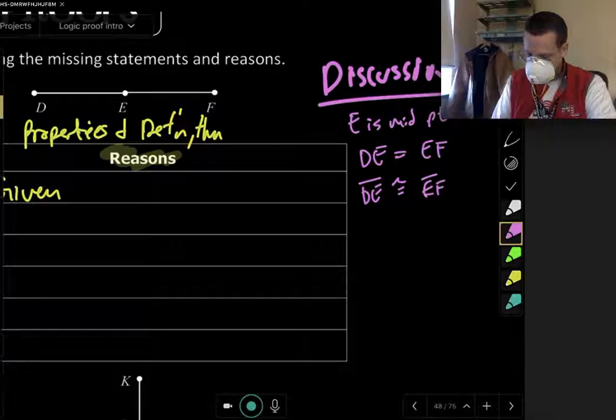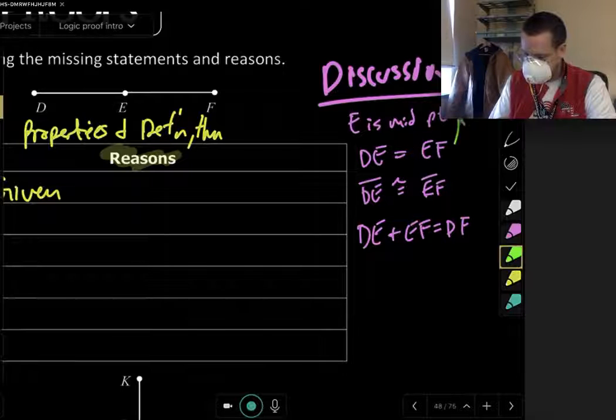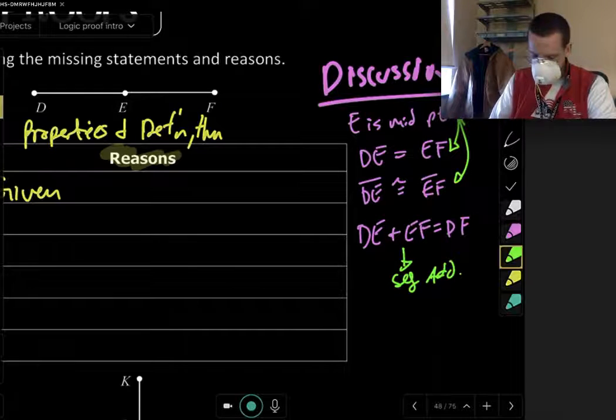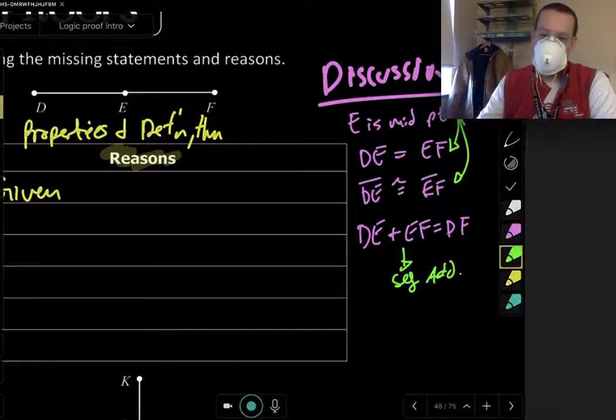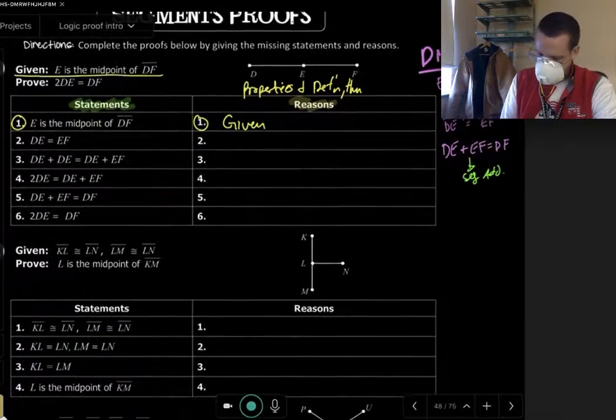I know that because this is a segment and there's one point in between, segment addition is true, so I know DE plus EF is equal to DF. So these were midpoint, and this is segment addition. I'm just looking at this figure and thinking, what do I know? Hopefully my discussion will help me find something out.